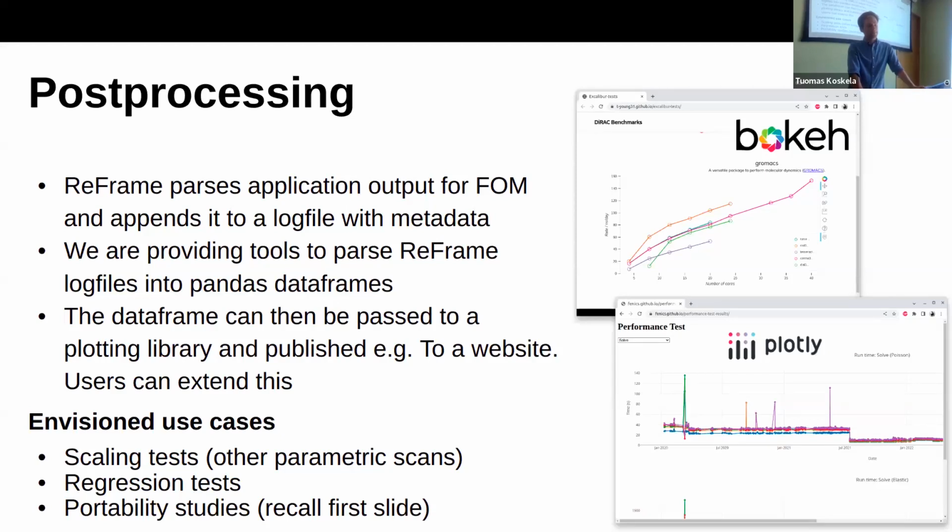The use cases we are thinking of are scaling or other parametric scans. So you may want to run your application on a system and scan over parameters, which may be MPI ranks or maybe compilers or maybe input options or whatever. So we're going to provide something that can plot these, in some kind of line graphs, like the one on the top.